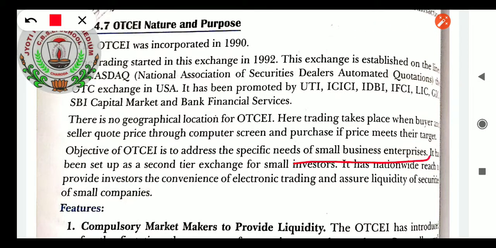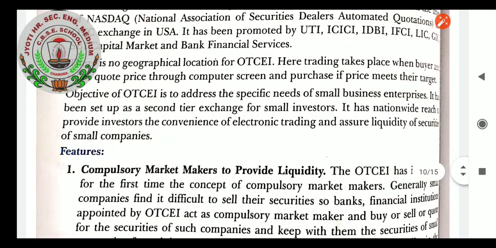This is the main reason why OTC was made after the NSE. It was a need. We have learned 1992 and 1994, but OTC was started only for small business enterprises, as it was the basic development of our country. It has been set up as a second tier exchange for small investors. It has nationwide reach to provide investors the convenience of electronic trading and assure liquidity of securities of small companies.